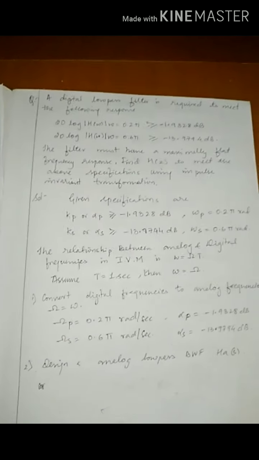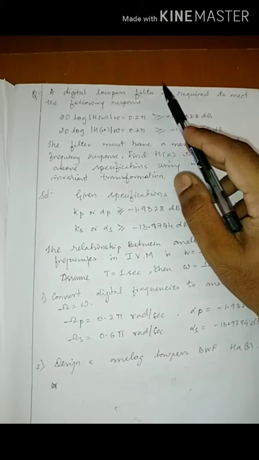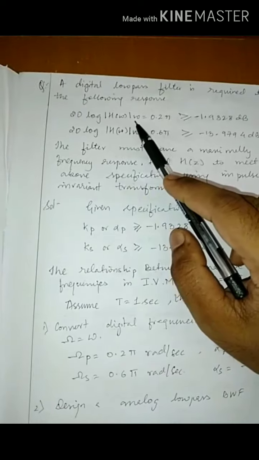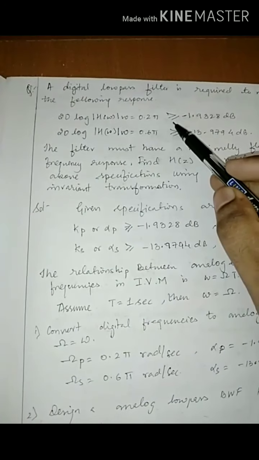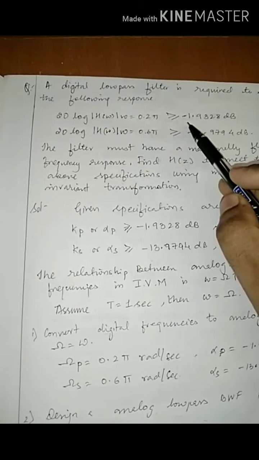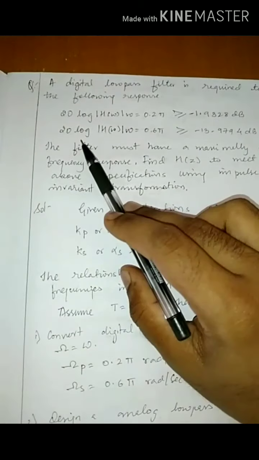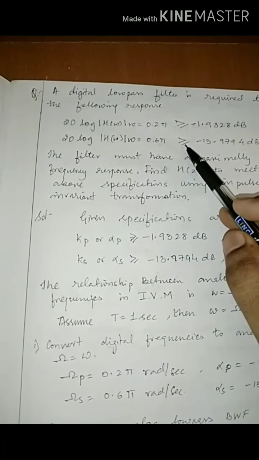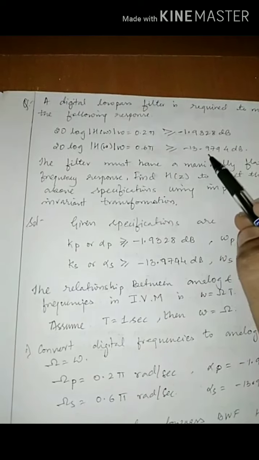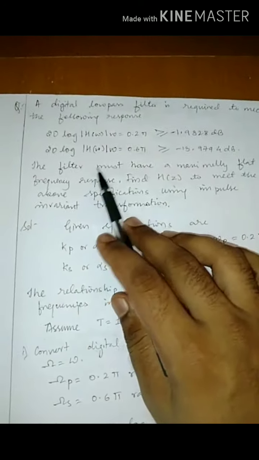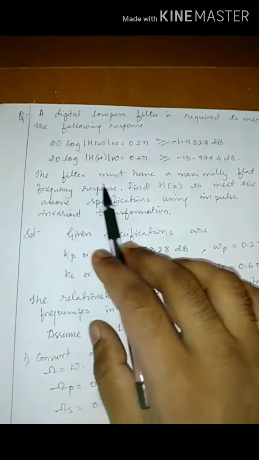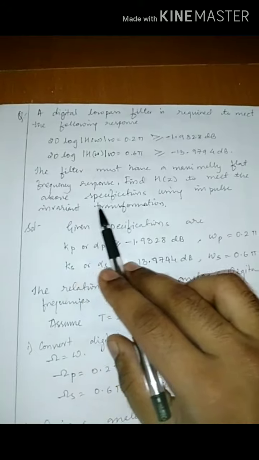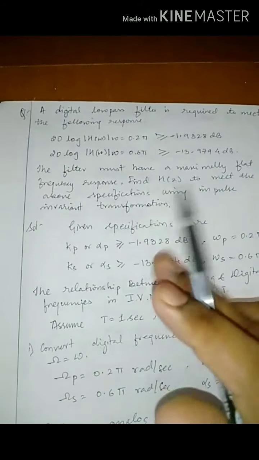Now we'll be looking at one more problem. A digital low pass filter is required to meet the following specification. 20 log of H of omega, where omega is 0.2 pi, is less than or equal to minus 1.9328 dB. 20 log of H of omega, where omega is 0.6 pi, is less than or equal to minus 13.9794 dB. The filter must have a maximally flat response. Find H of Z to meet the above specification using the impulse invariance transformation technique.